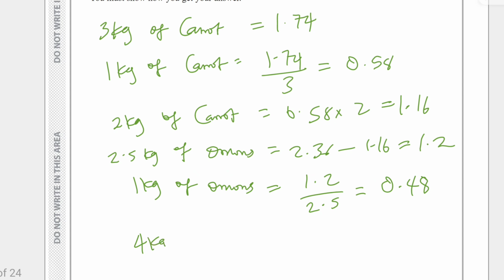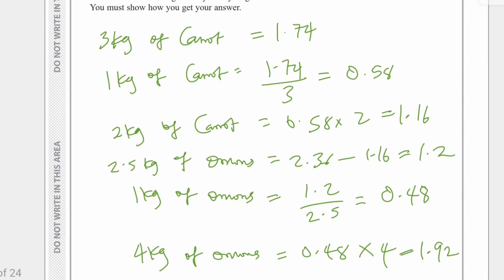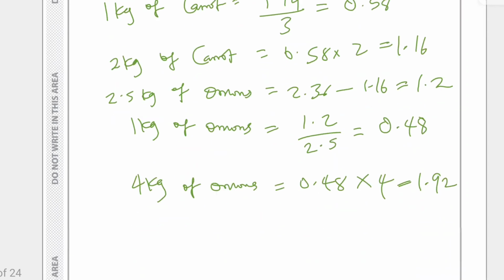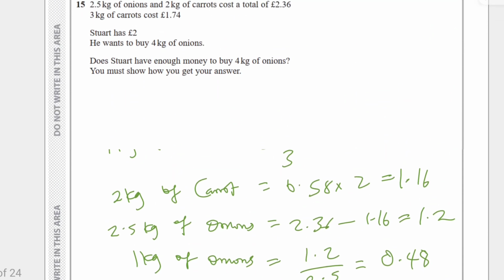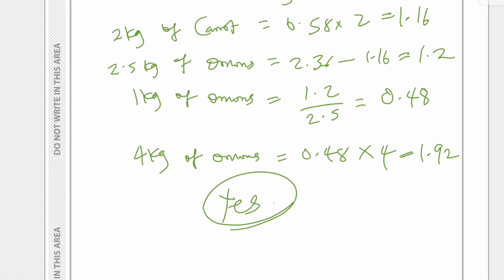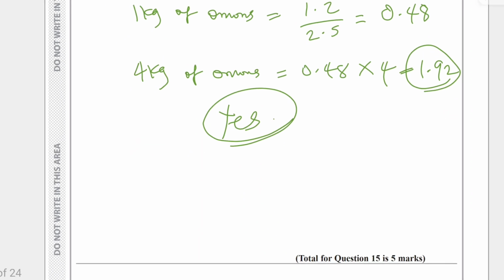So 4 kilograms of onions equals 0.48 times 4, and that equals 1.92. So the question again, does Stuart have enough money to buy 4 kilograms of onions? Yes, he has enough money because he has 2 pounds and the cost of the 4 kilograms of onions is only 1.92. So he has enough money.